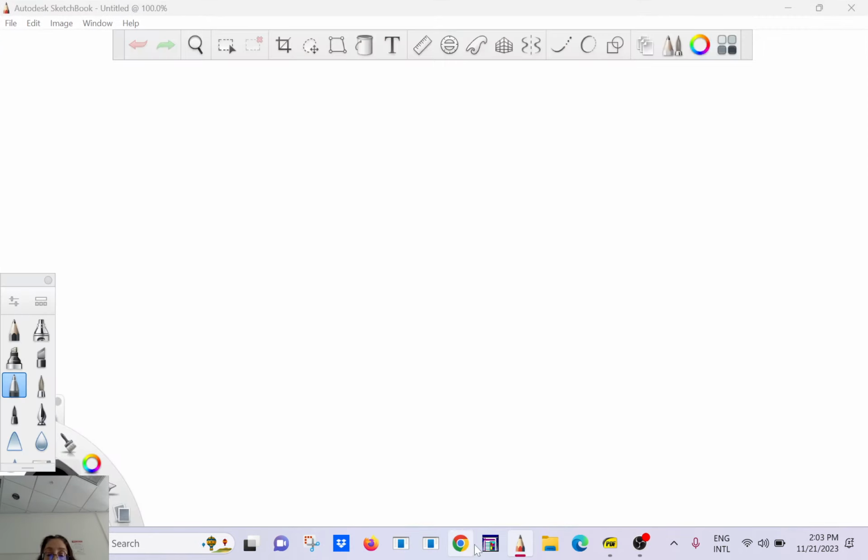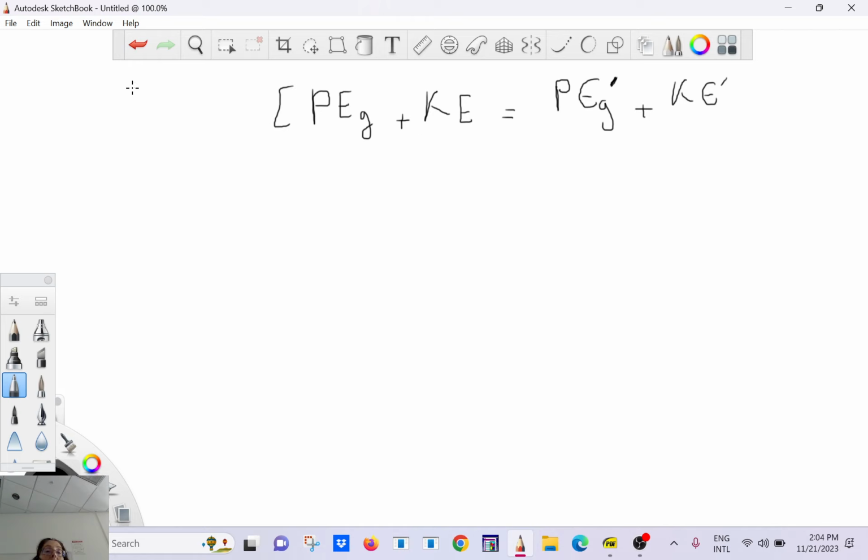So conservation of mechanical energy says that the total potential energy before, so it could be gravitational plus elastic, plus kinetic energy before, will be equal to the total potential energy after. So after, I'm going to put a prime to say that it's after, plus kinetic energy after. So this is called conservation of mechanical energy, and that works only if there is no friction and no work done by an external force.